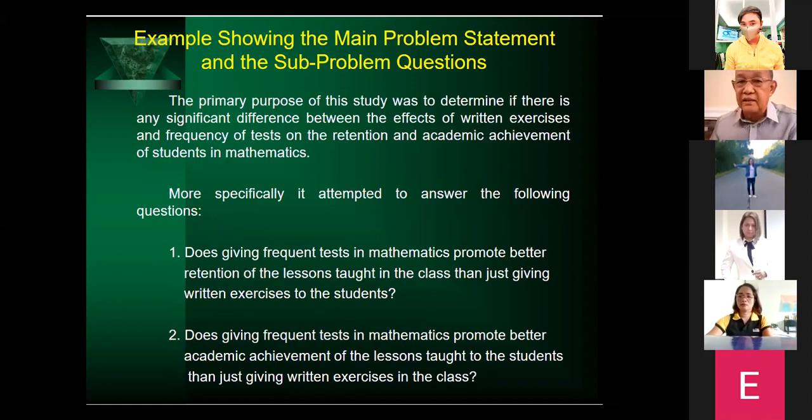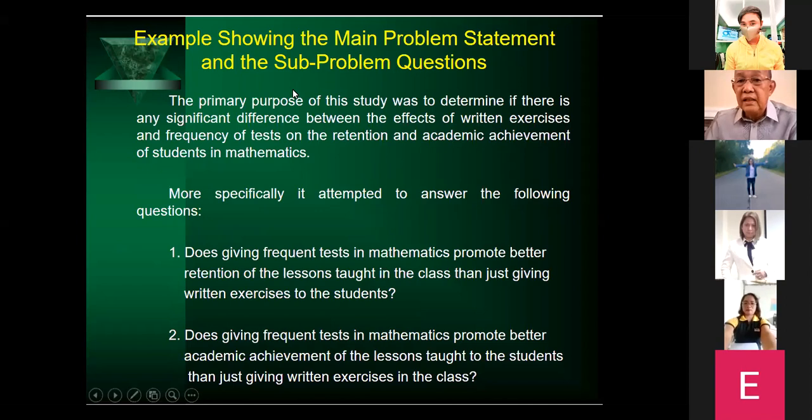How do you go about it? Look at this. This is one quantitative research that I got from the literature. Here is a quantitative research design presenting a problem statement and sub-problems. In other words, there is already a formulated major problem and specific problems. For example, the primary purpose of the study was to determine if there is any significant difference between the effects of written exercises and the frequency of tests on the retention and academic achievement of students in mathematics.